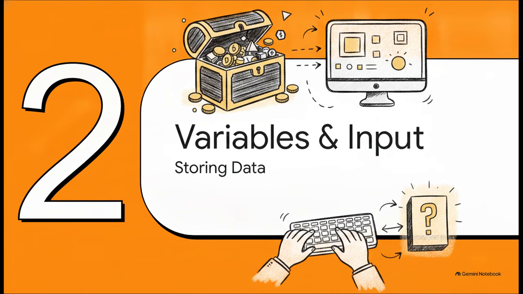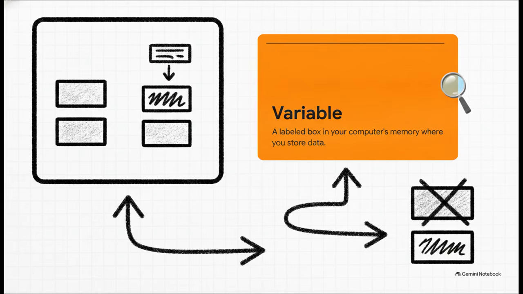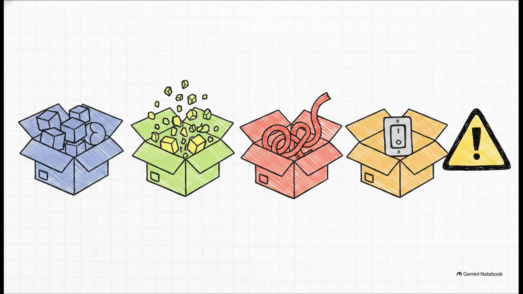Moving right along to section 2, variables and user input. This is where our programs stop just being static text and actually start interacting. Think of a variable kind of like a labeled box in your computer's memory. If you type age equals 20, age is the label slapped on the outside of the box, and 20 is the data packed inside. So if you print age, it shows 20. But here's the catch. Because Python reads your code sequentially, top to bottom, you can change it. If you type age equals 30 right below that first line, that exact same box tosses out the 20 and holds 30 instead.